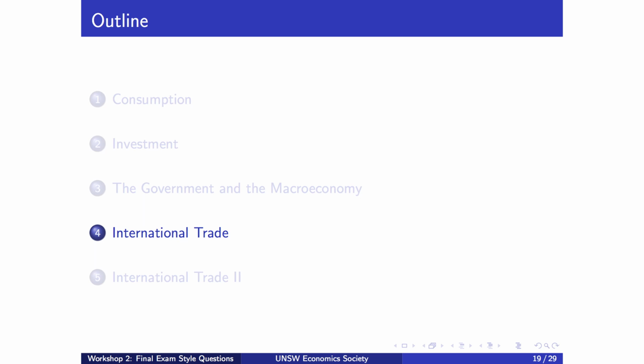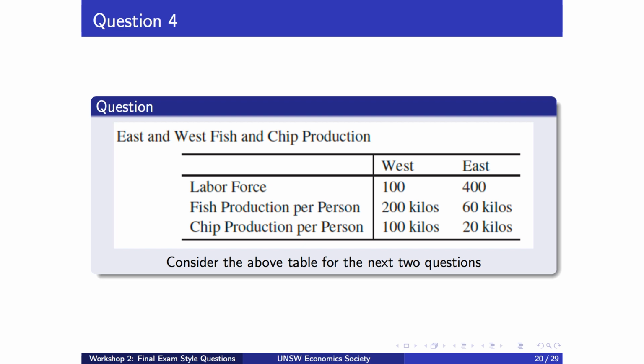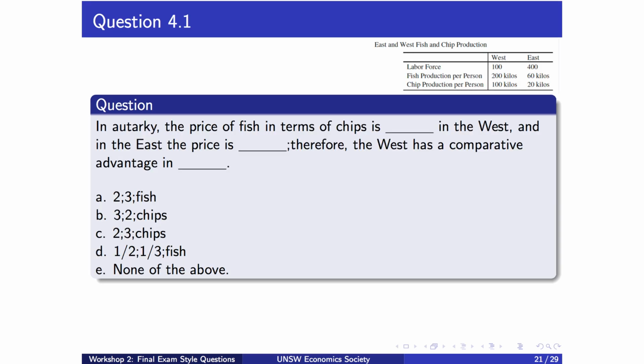Let's have a look at a question on international trade. This table provides information on two economies, East and West, and their relative labour force and the fish and chip production per person. Question 4.1. In autarky, the price of fish in terms of chips is blank in the West, and in the East the price is blank. Therefore, the West has a comparative advantage in blank.